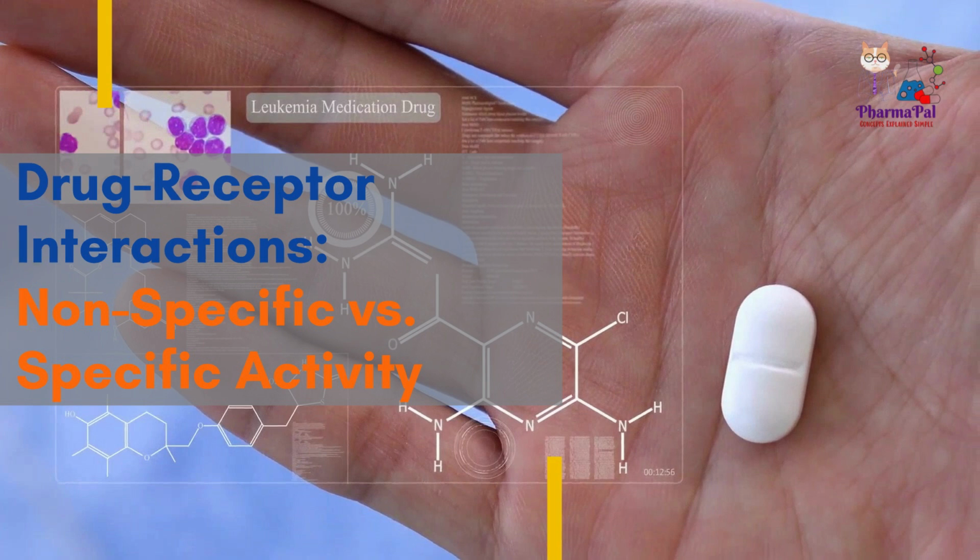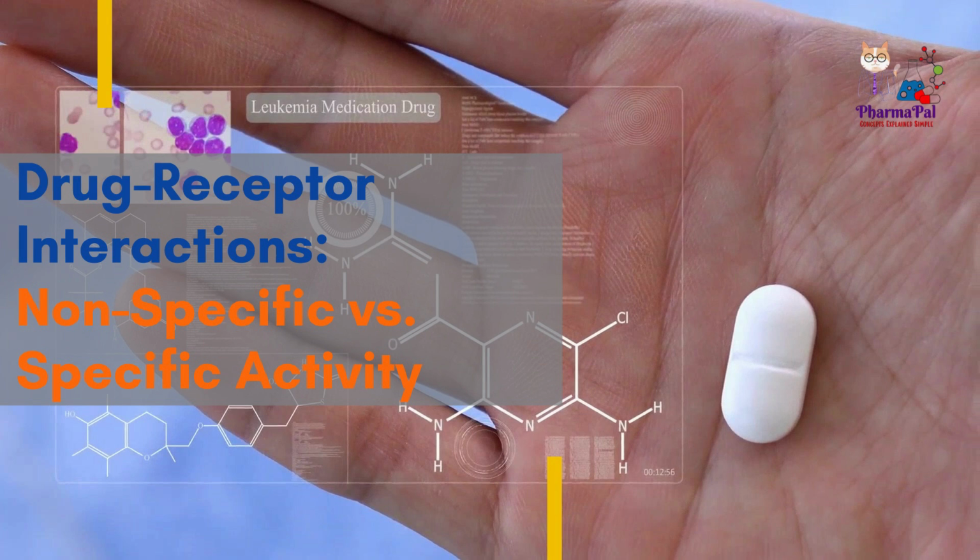A receptor is essentially the site in our body where a drug exerts its effects. It's like a regulatory hub for physiological processes. When a drug binds to a receptor and triggers a response, we call it an agonist. On the other hand, if it binds but doesn't activate the receptor, it's known as an antagonist, blocking the receptor's activity.